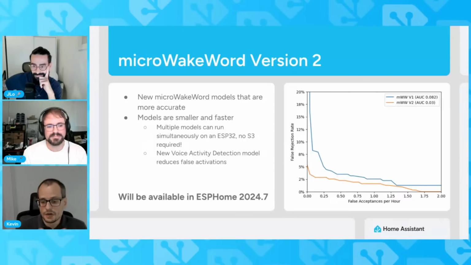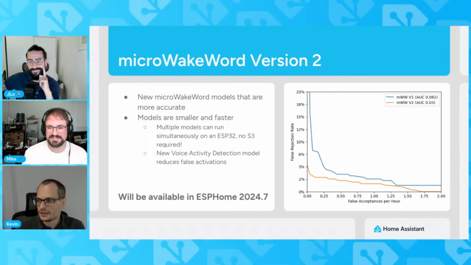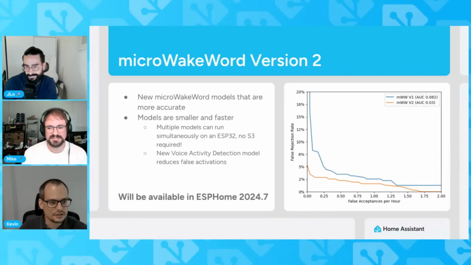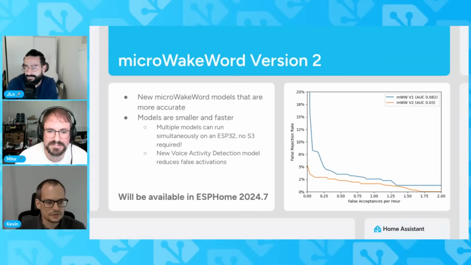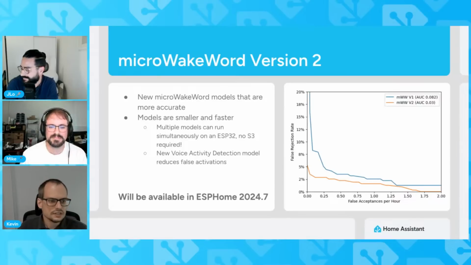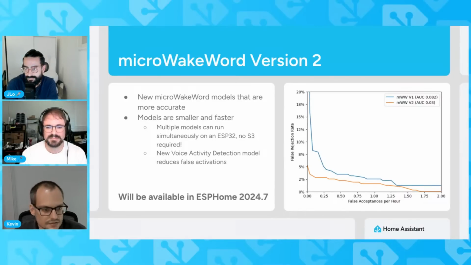So the models are smaller, they're faster, you can run them on ESP32s, but they're more accurate too. That's a nice improvement as well. They should have fewer false rejections, and also fewer false acceptances. So you can see on the graph on the right there, version 1 is in blue, the version 2 model is in orange. Across the board, it's better for these false accept rates per hour. If you look at this graph to interpret it a little bit, it's a little cryptic. There's a lot of information there.